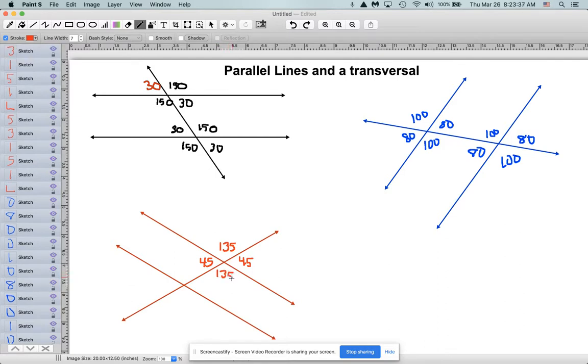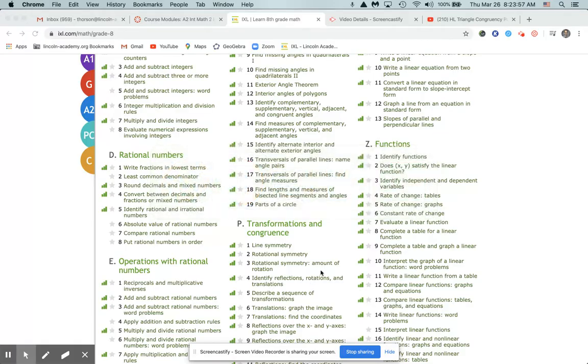And then again, I always reiterate, as long as this line here is parallel to this line, these 4 angles are going to be the same. So in the exact same position: 45, 135, 45, and 135.